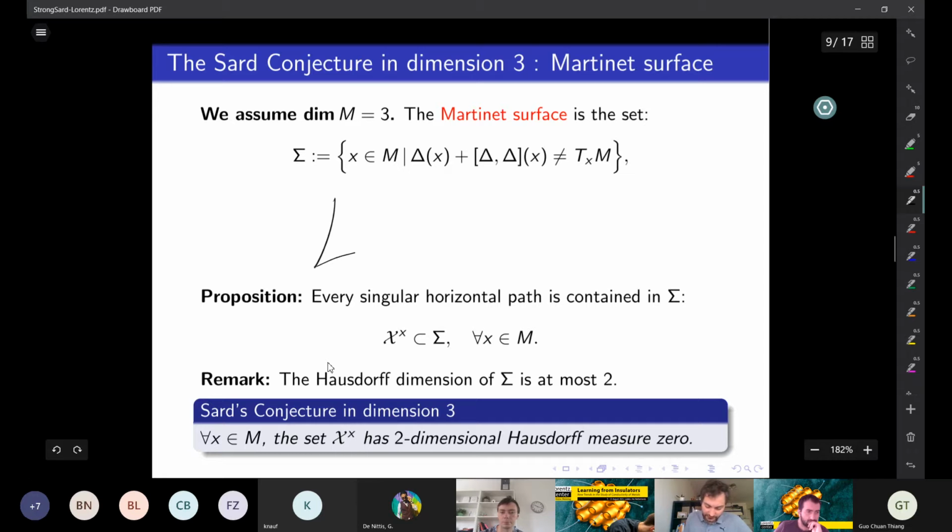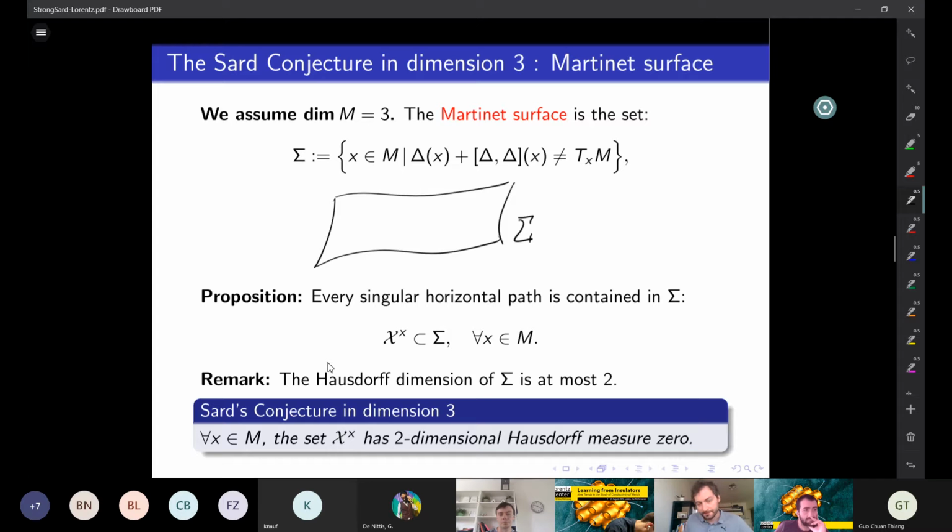Just to keep in mind, it's going to be some sort of surface. I'm not justifying why it is a surface right now, but one can show that it's going to be of Hausdorff dimension smaller or equal to 2. I'm going to try to motivate this in the next 2 slides. It's just the points where doing just one Lie bracket is not enough. And the point is that every single horizontal path in dimension 3, one can show, is going to be contained in this surface. This is a black box that I'm just going to state without motivating much of its proof. But then the singular paths are going to be all the ones which are contained in this surface.